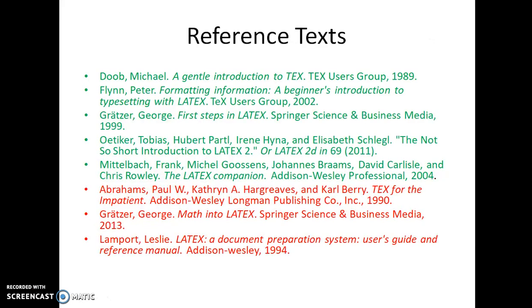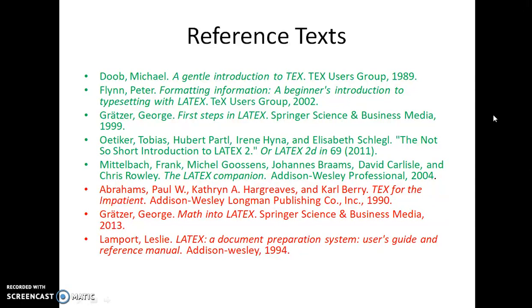Nevertheless, there are reference texts that you can readily go and read for typesetting mathematical equations. The ones in green are for beginner level, and those in red are for intermediate level, or once you get practice. These books are popularly used. The first one is A General Introduction to TeX by the TeX Users Group, written by Michael Doe. The second one is Beginner's Introduction to Typesetting with LaTeX by Peter Flynn. First Steps in LaTeX by George Grätzer represents a very extensive note on mathematical work.